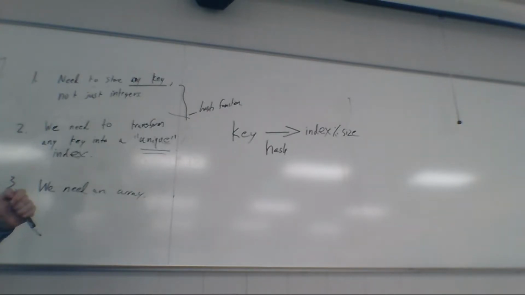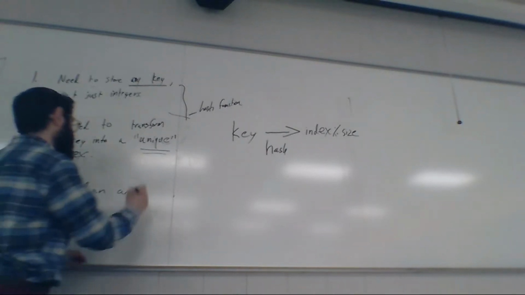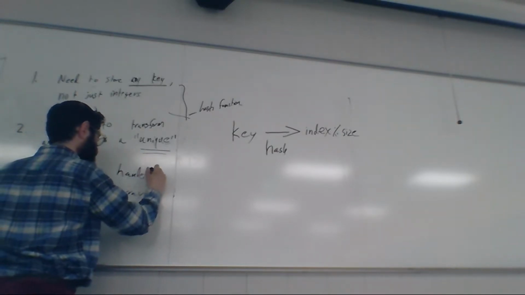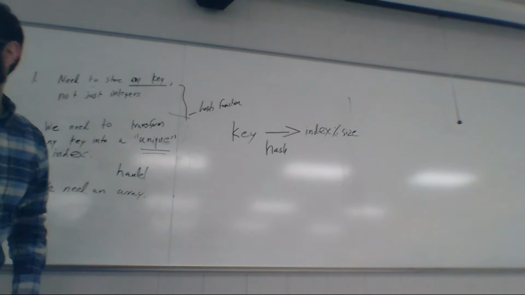Has anybody taken Prob Stat here and learned about the pigeonhole principle? It's the stupidest proof ever, which is basically if you've got a bunch of pigeons, right, and you've got a bunch of pigeonholes, if you've got more pigeons than pigeonholes, then there's going to be a pigeonhole that shares 2 pigeons. That's the pigeonhole principle. That means that what we deal with is something called collisions. So problem 2 is handle collisions.